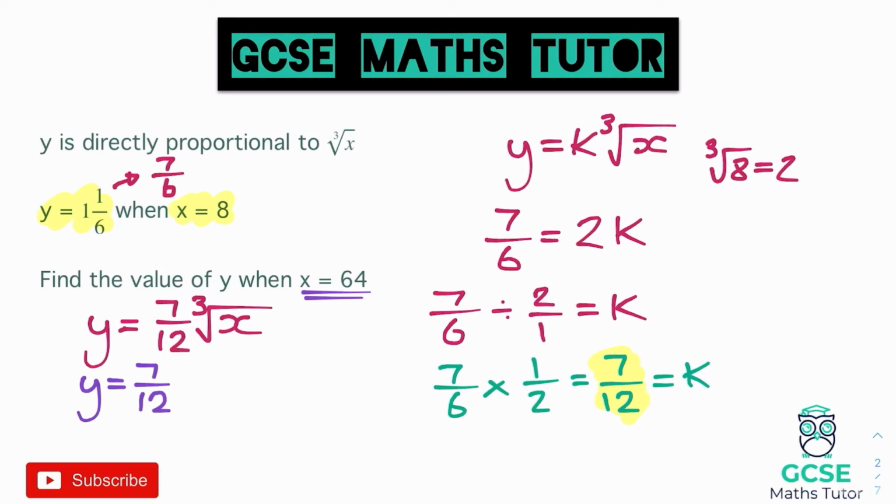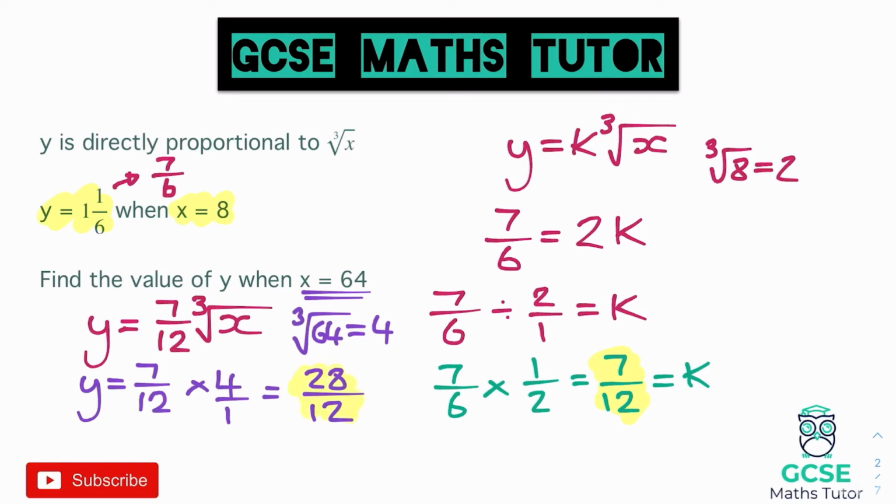So let's do this working out here. The cube root of 64, which hopefully you know is 4. 4 times 4 times 4. So we've got 7 over 12 times 4. And there we go. Again, we can just treat that like normal fractions. 4 could be written as 4 over 1. And if we times the top there, 7 times 4 is 28. And 1 times 12 is 12. So we get a final answer there of 28 over 12.